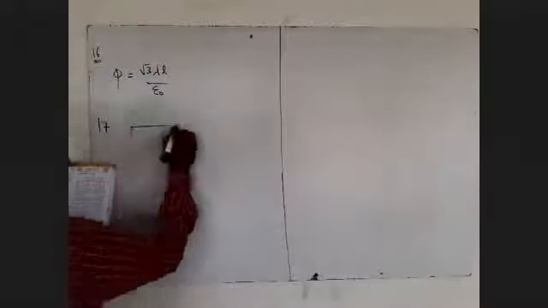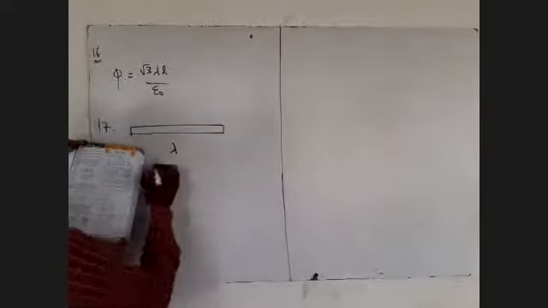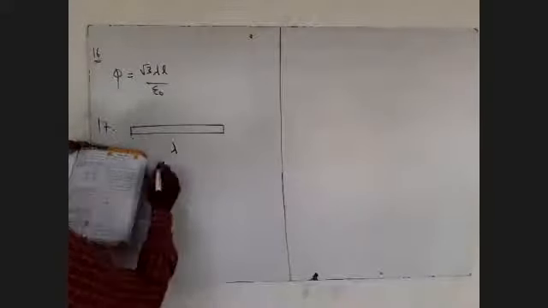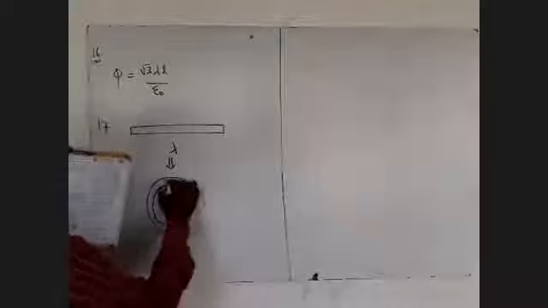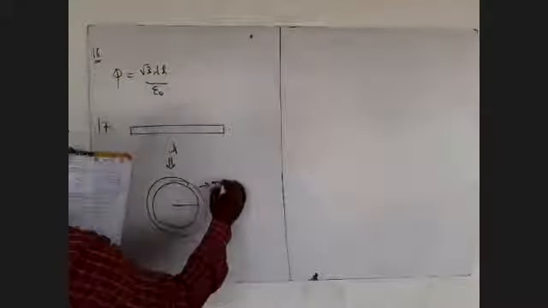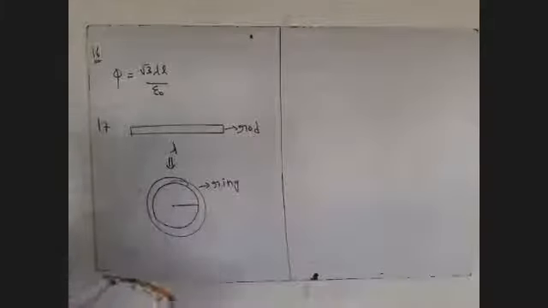Question number 17. A rod with linear charge density lambda is bent in the shape of a ring. This is a rod, which is bent in the form of a ring.